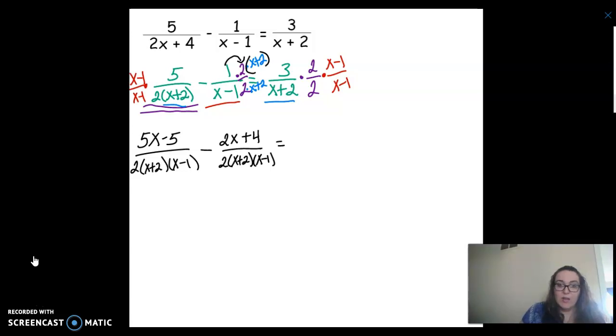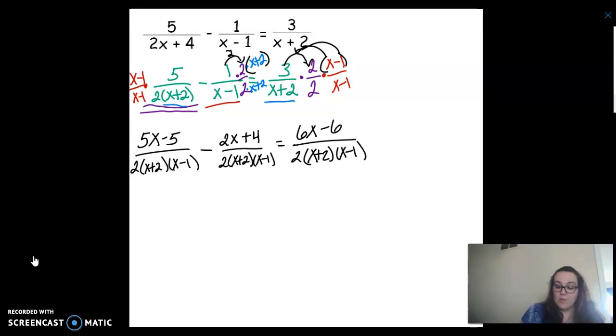Again, on this far right side of my equals, I'm going to take the 3 times the 2 first, which is 6. So this one was a 1 times 2, which was 2, and the 2 is what got distributed. 3 times 2 is 6. That 6 is what gets distributed here to both of these, so that it's 6x minus 6, over 2 times x plus 2, x minus 1.